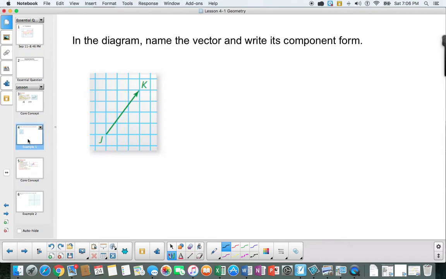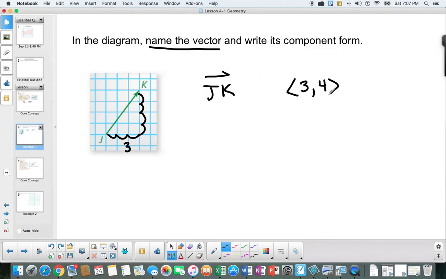Okay, in this diagram we're going to name the vector. And again, the initial point is J, the terminal point is K, and then we do this half vector. That is the name of the vector. Its component form, we can see 1, 2, 3. The horizontal movement is +3. And 1, 2, 3, 4, the vertical movement is +4.